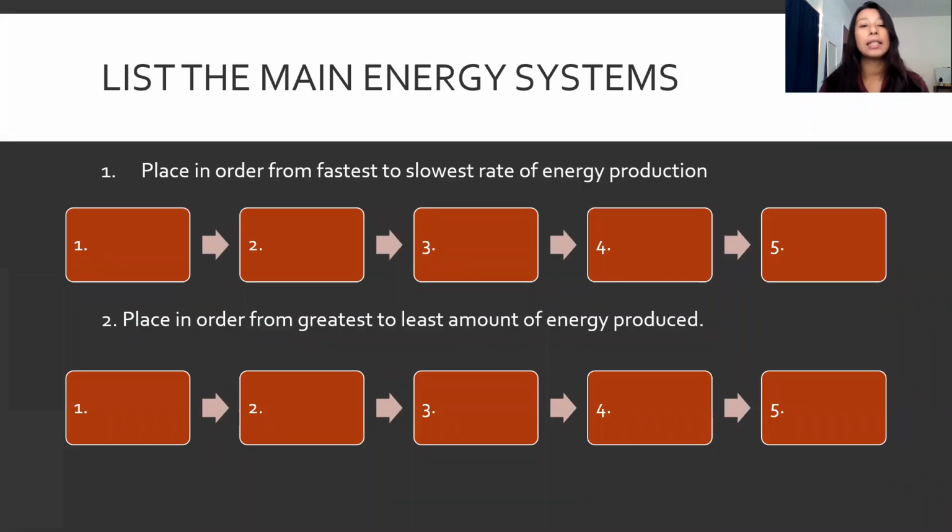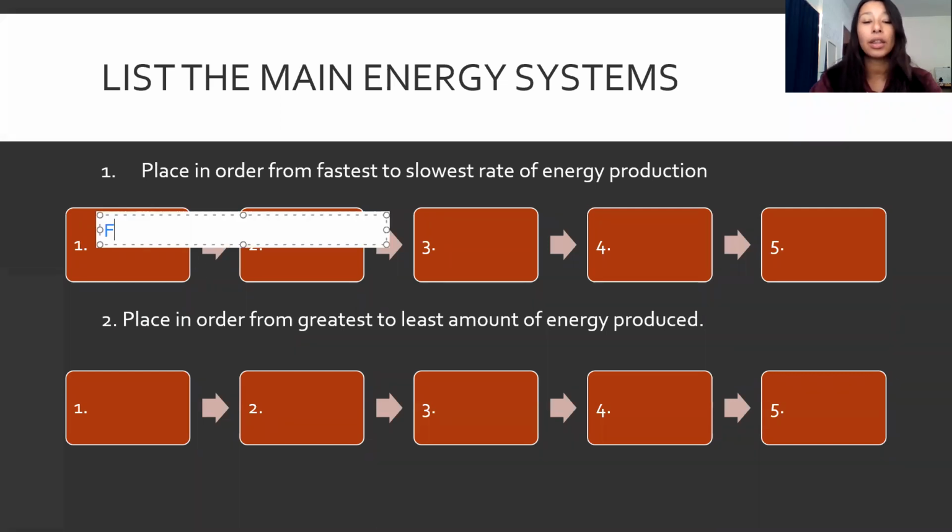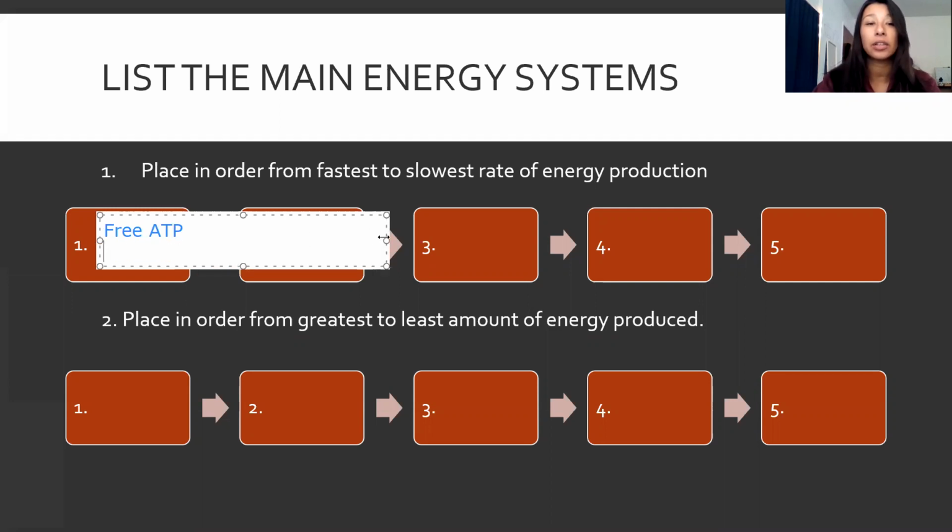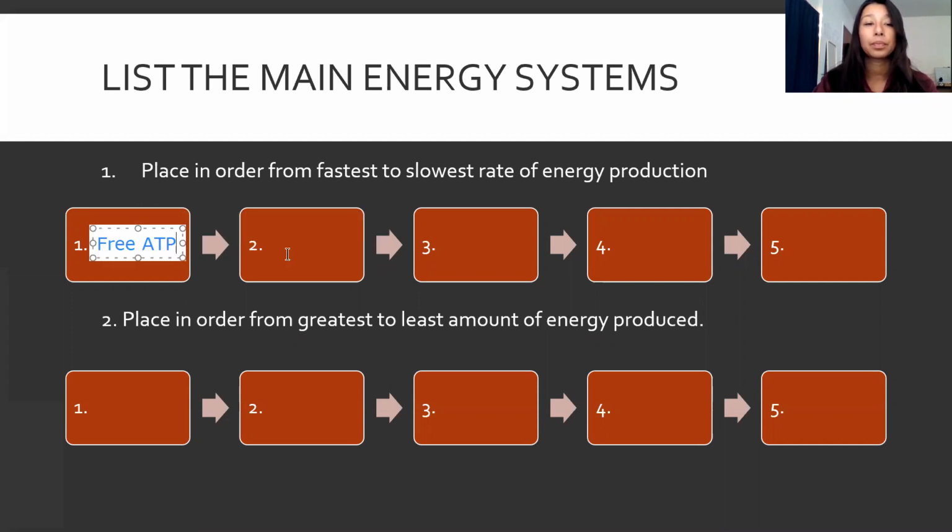We went over this in class, but you got to know the difference and pretty much the inverse relationship when you put things in order from fastest to slowest rate of energy production, and then from the amount of energy produced. So I'll do the first one for you. Place in order from fastest to slowest rate of energy production. You guys might be a little bit confused about why I have 5, but I'm thinking the first one is going to be free ATP. So you may not have considered that one as one of your options. So that's going to be the fastest one, right?